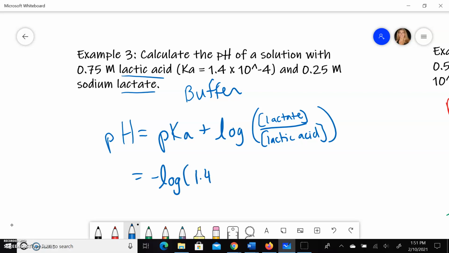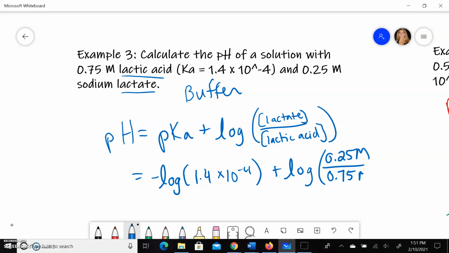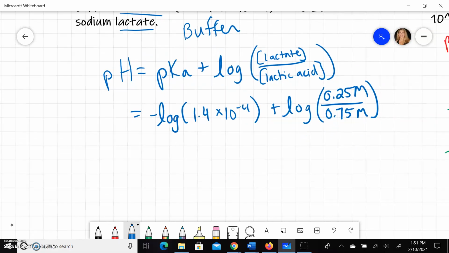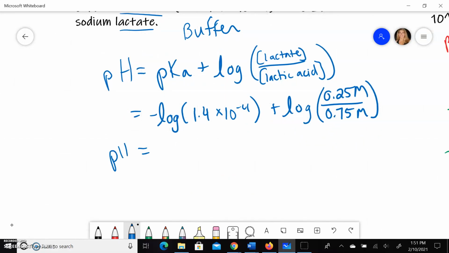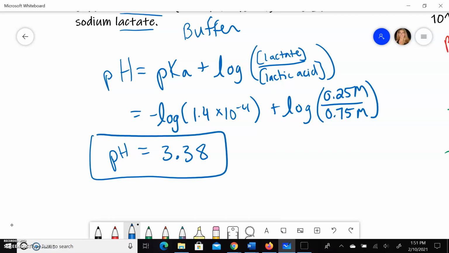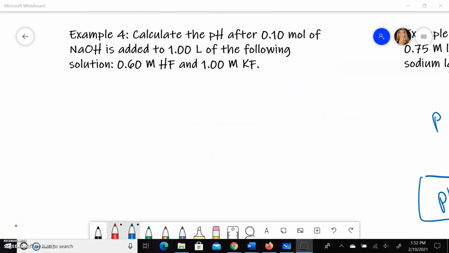Take the negative log to get the P version of it. And the lactate was 0.25. Lactic acid is 0.75. Plug all that in and you get your answer. All right, this is our last buffer problem for today. This one's a little bit more complicated, so stay with me.